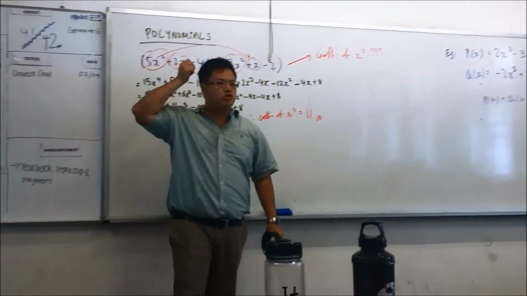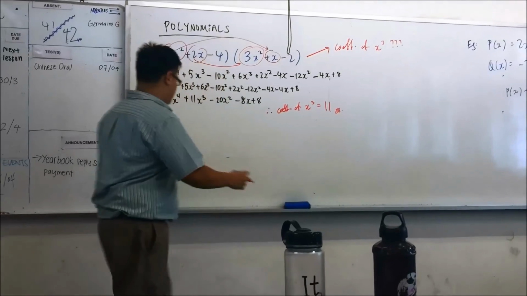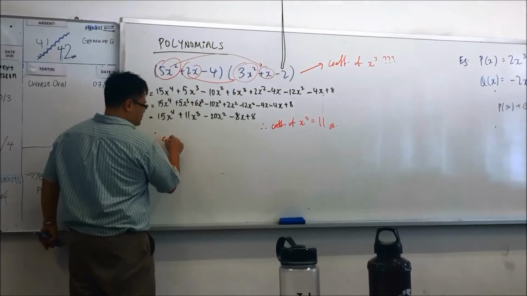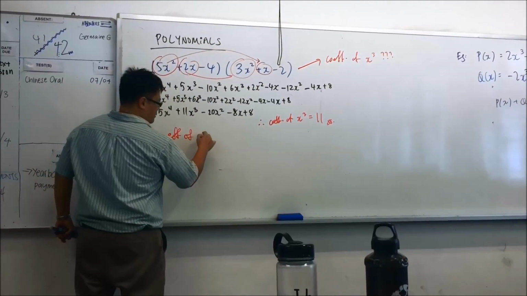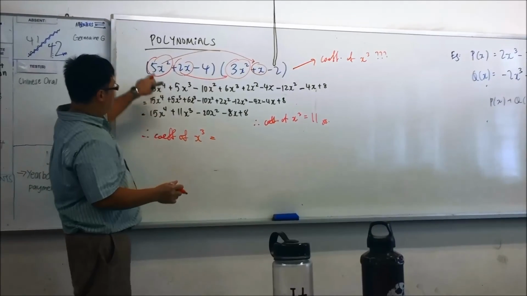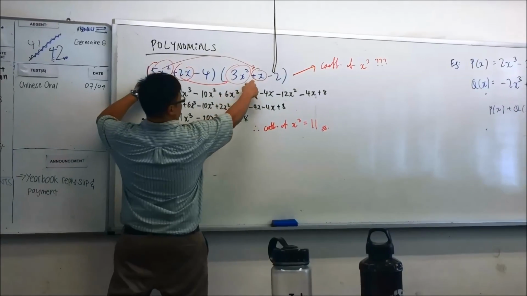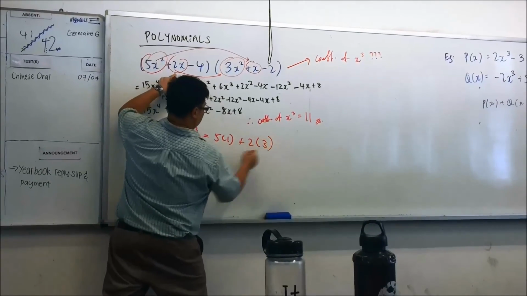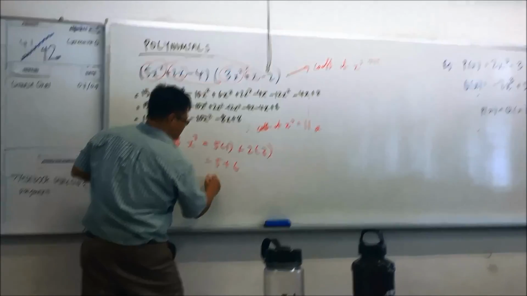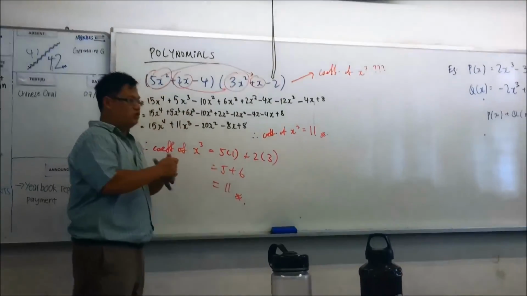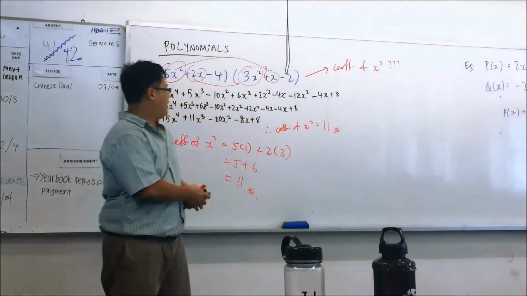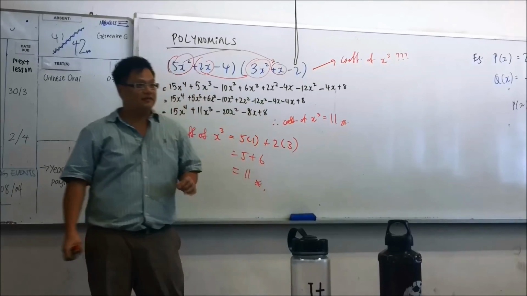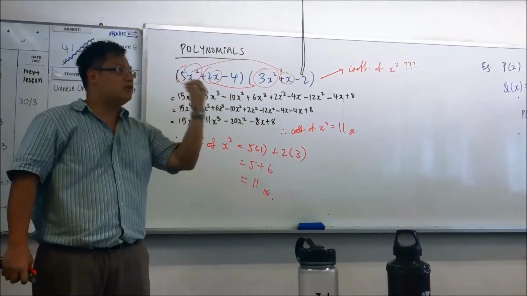So if I want to focus only on the x cubed term, therefore the coefficient of x cubed, if you want to zoom in, is 5 times 1 plus 2 times 3. So 5 plus 6, 11. You notice you can zoom in straight away without having to expand everything. Okay, that's the purpose of this particular exercise.